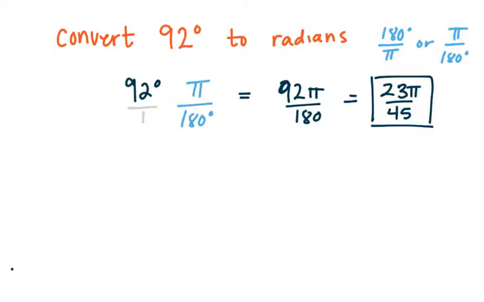Vice versa, I could take a radian measure and say we will convert pi over 12 into degrees.